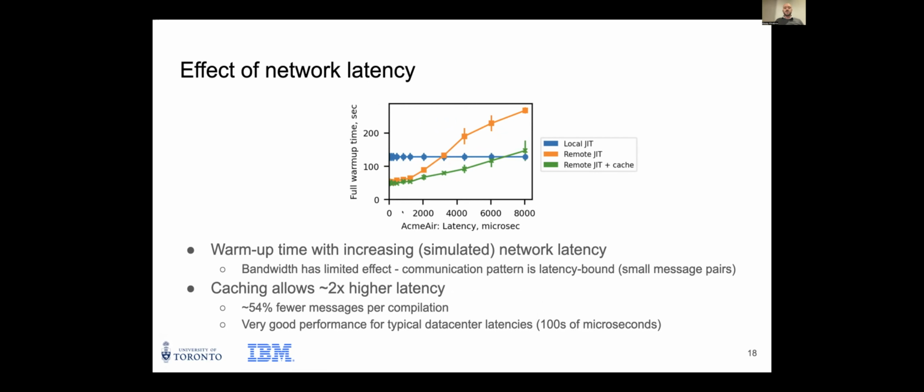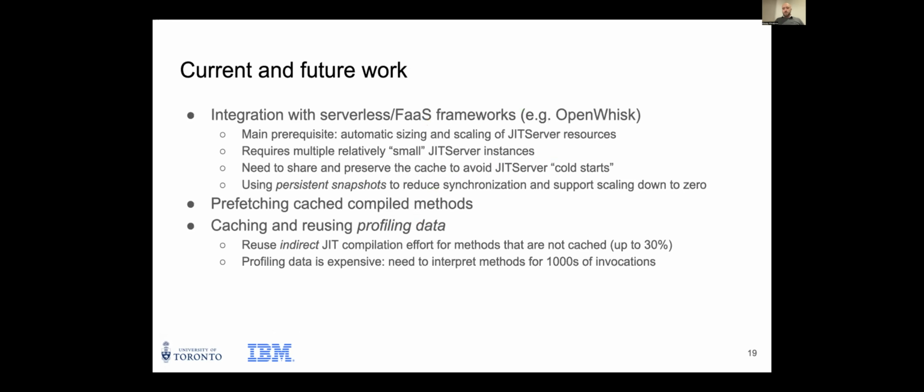And we can see that in typical data center latencies of under, let's say, 1 millisecond, the performance is very good. So just to bring this to the serverless aspect of this workshop, one of the main applications of this is serverless computing, because in serverless computing, you have short-running instances, and you're charged by the amount of resources you use. So it's a perfect target. And one of the main prerequisites in integrating this into a serverless framework, like OpenWhisk, let's say, is automatic sizing and scaling of JITServer resources.